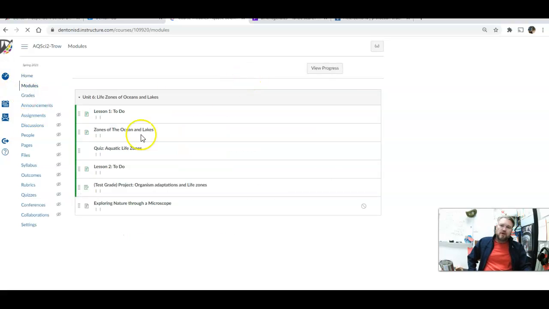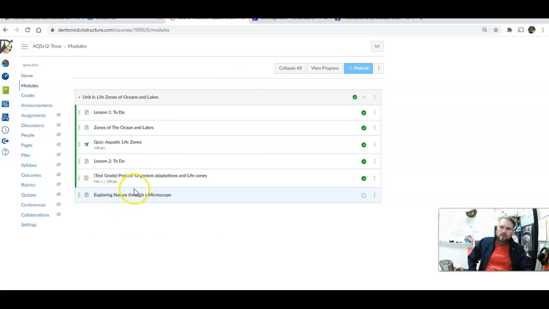So if you saw the project that dropped here, it's the test grade project. Notice it says test grade. So for those of you who have group chats with answers in it, that kind of stuff may not function well for you for this test grade. This is something you're actually going to have to do.